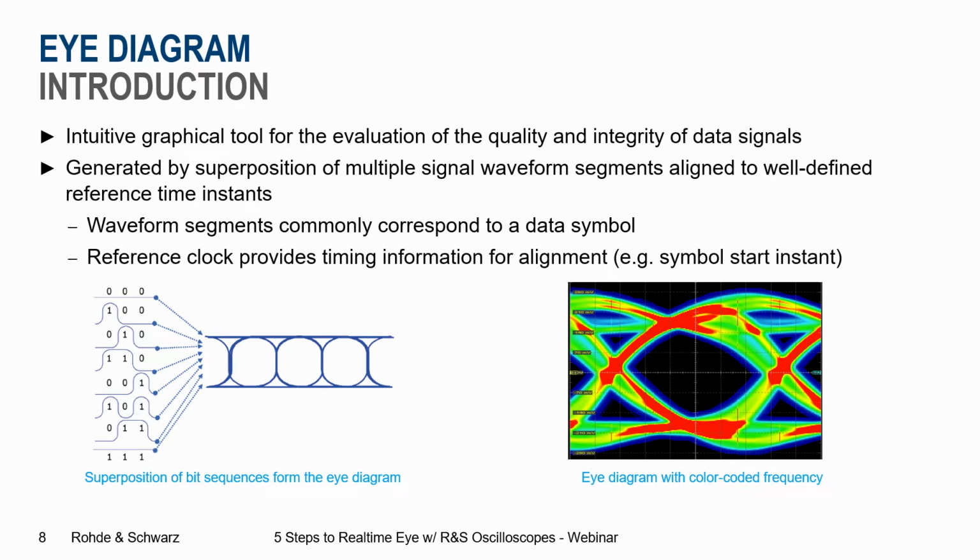So it is in superposition, like you can see here on the left side, of the individual bits within a data stream. You see, the individual bits are overlaid, and then the result on the right side, I get an eye diagram, and I see already with some different colors the persistence, where, let's say, there are more transitions, there are less transitions, and so on.